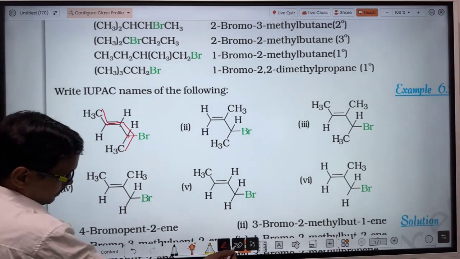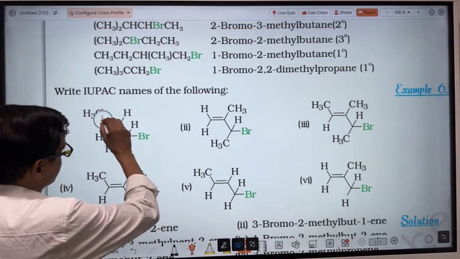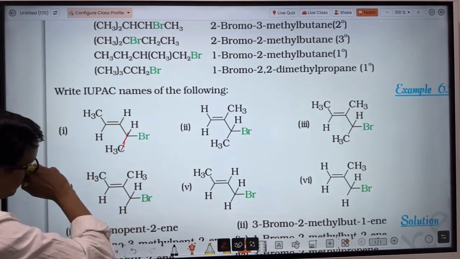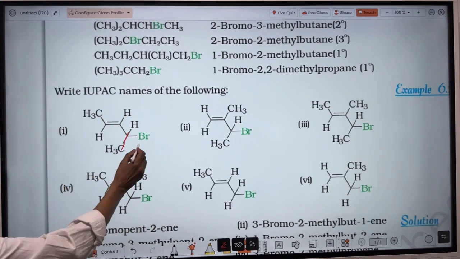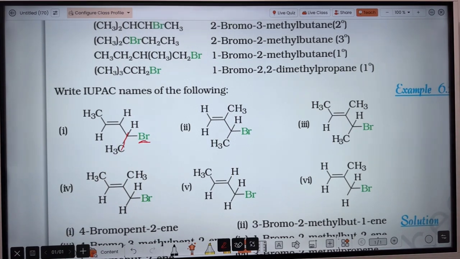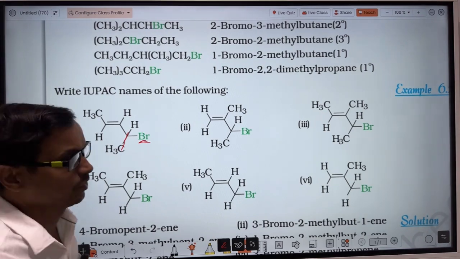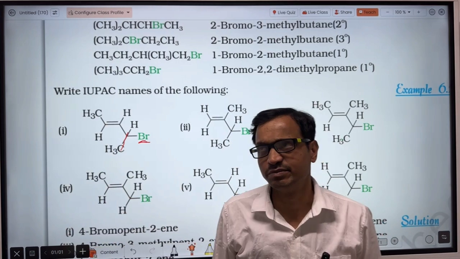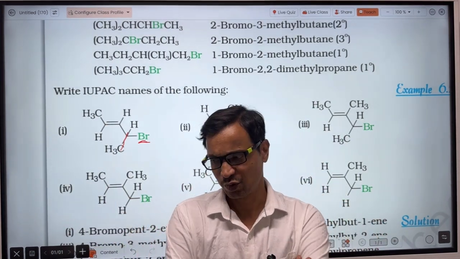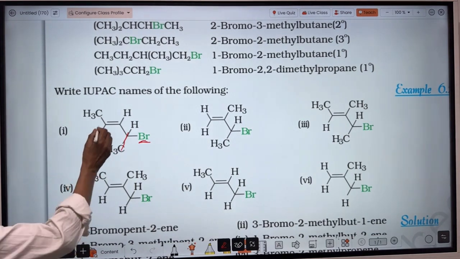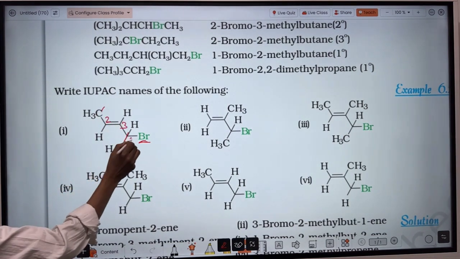So the main chain will be of 5 carbon. Then after that you will have to do numbering. For the halogens we use a prefix and not the suffix. So we will have to do numbering in such a way that the doubly bonded carbon atom will acquire the lowest position. That is possible when we do the numbering from this side. 1, 2, 3, 4 and 5.